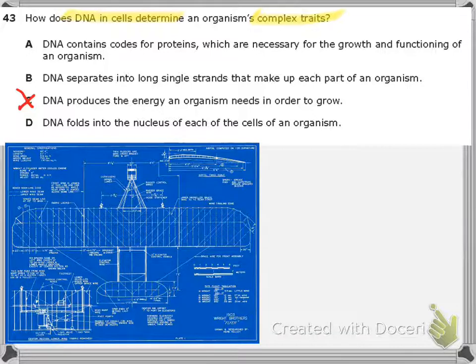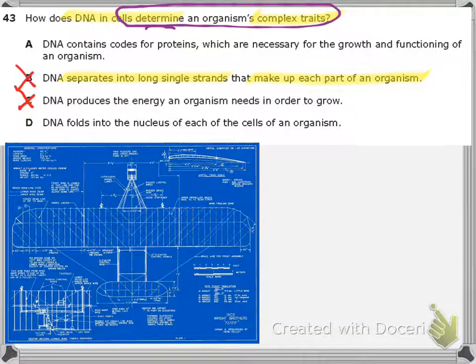It's really made up of proteins, right? So that's not it. Separates into long strands. Yeah, and again, that doesn't have anything to do with DNA determining a cell's traits. That's just saying your body's made up of DNA, which is, again, not relevant, so we can knock that one off. All right, let's look at D.